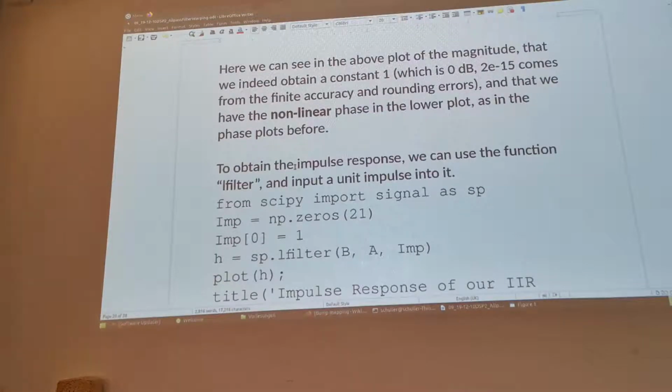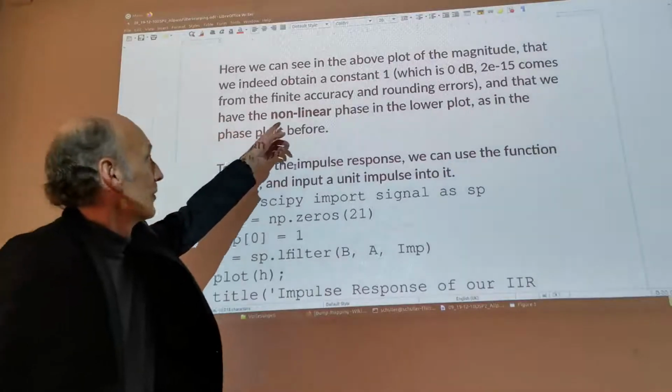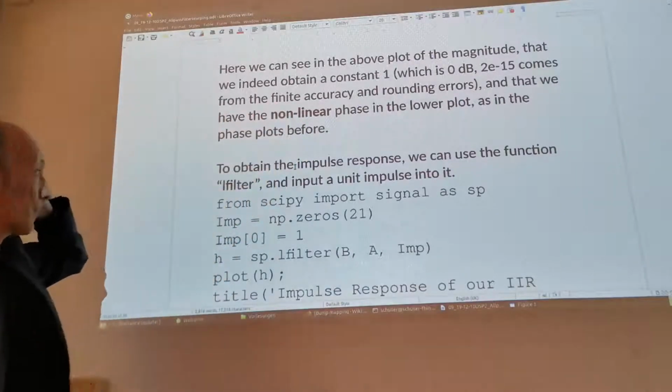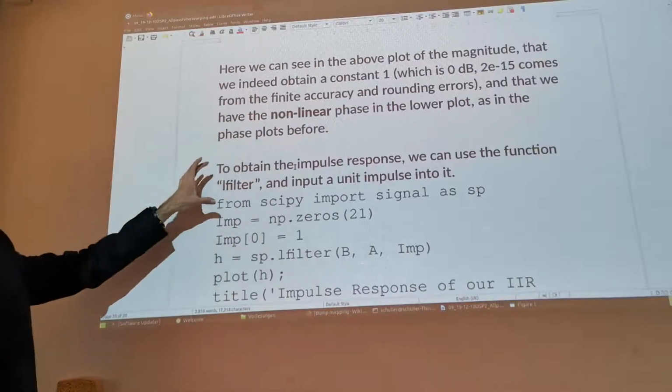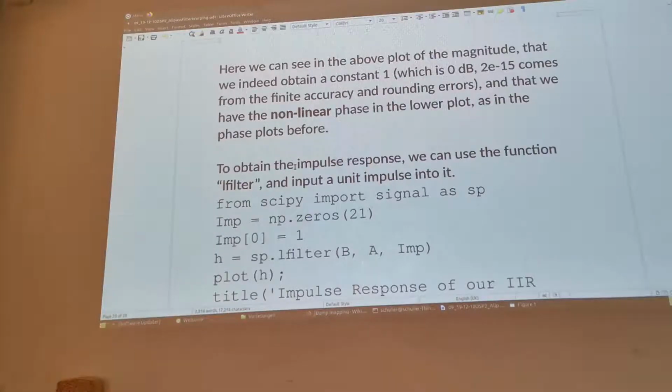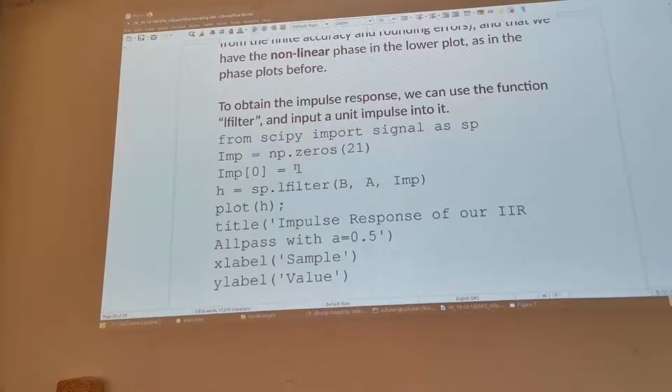Right, so this is what it is. We have this nonlinear phase. And now it would also be interesting to see the impulse response. The impulse response is not as easy as in an FIR filter, where we can just use the coefficients themselves. Here we really have to use an impulse and feed it into our filter and see what comes out.